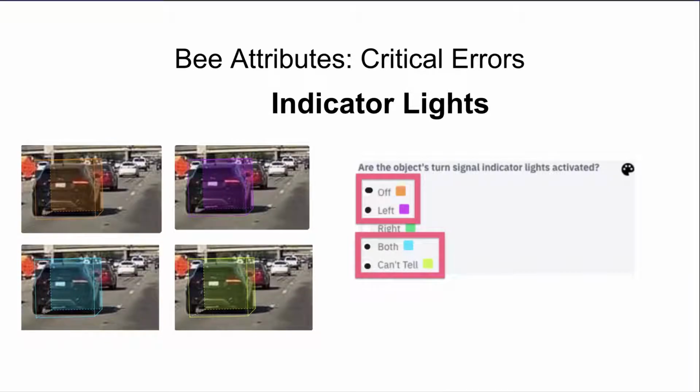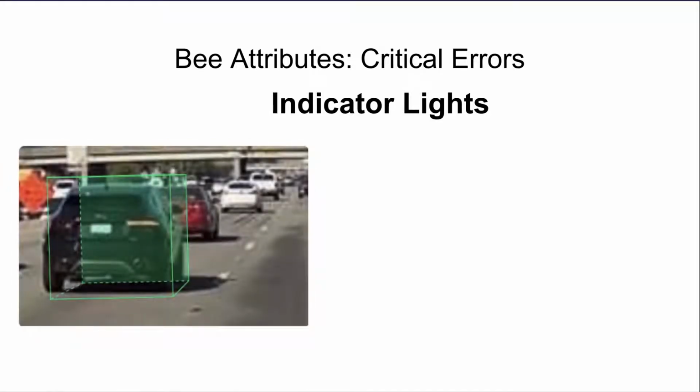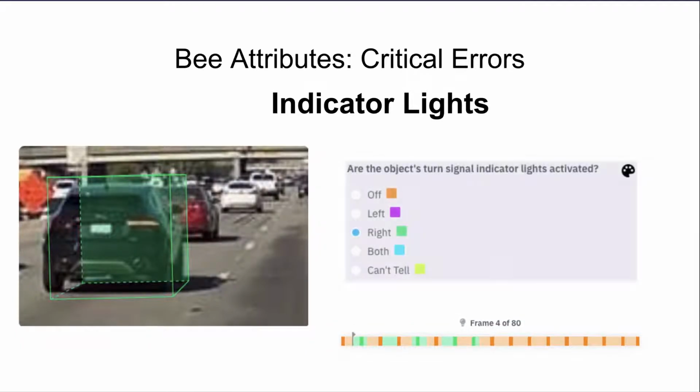It's more than obvious that the car's right indicator light is on. And so any other choice besides right is a critical mistake. The correct selection, obviously, based on what we know now about indicator lights, should be right. Right is the best selection in this frame.